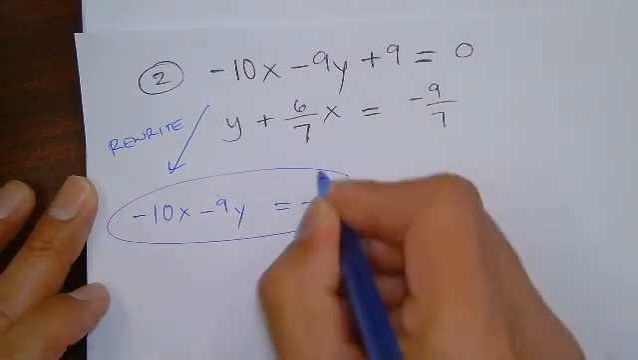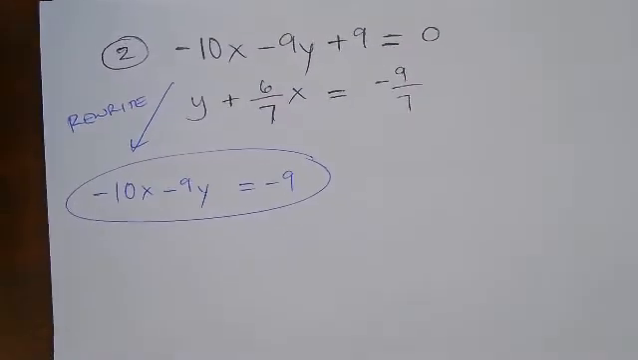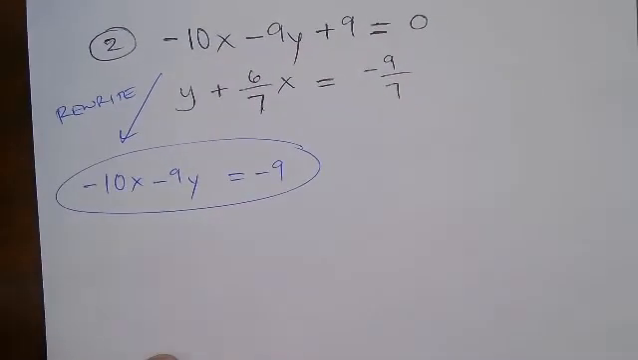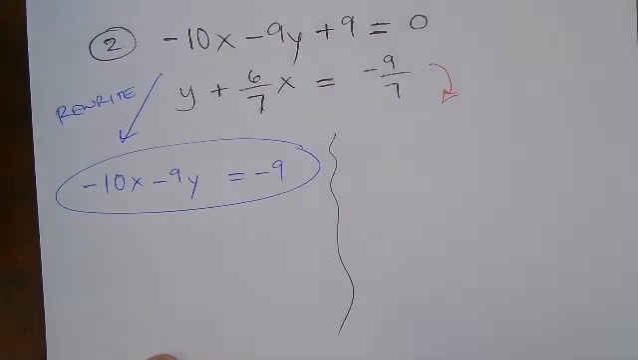That positive 9 gets thrown to the other side. Negative 9. Everybody, we're good with that one? Okay, that was a good one. That's an easy one. That one's ready. That one's in standard form. Now we got to do this bad boy over here. This one over here.